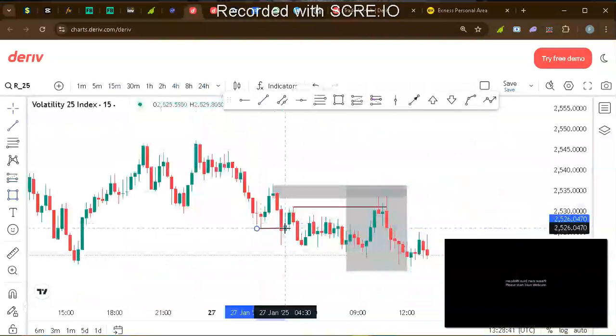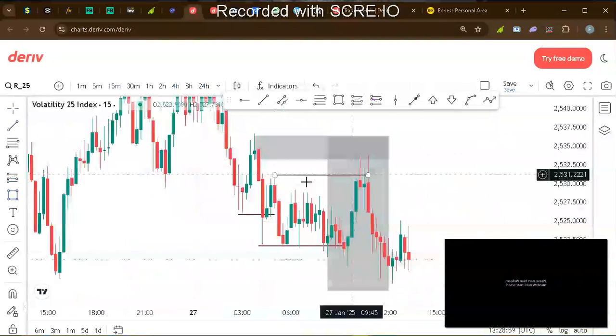It is very simple. So I have my entry right here. Entry was in this order block, and my take profit was at this level.